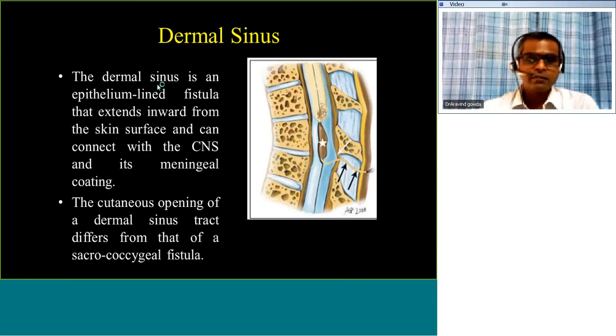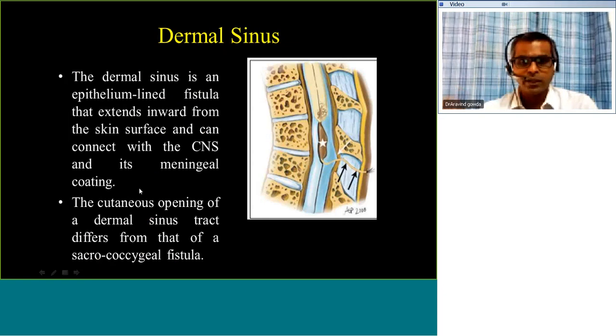Coming to the dermal sinuses, this is nothing but an epithelial lined fistula that extends inwards from the skin surface and can connect with the CNS and its meningeal coverings. What you see on the subcutaneous tissue is only a dimple, which may continue as a dermal sinus tract, and it differs from the sacrococcygeal fistula. I will be telling about that in the subsequent slide.